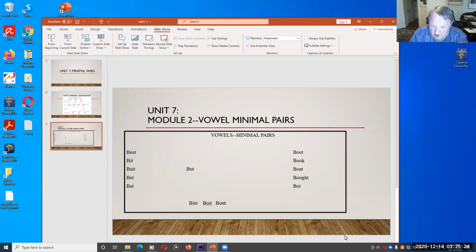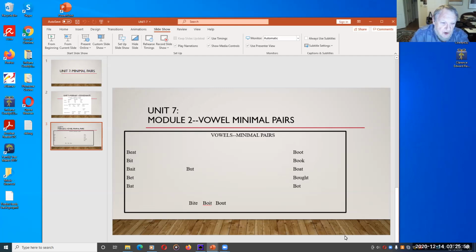So let's do the short vowels now. Short, bit, bet, bat, butt, book, bought. And if you think about it, these are the 14 vowels of English, so that we have quite a few vowels. And these minimal pairs show you that they really do make a difference in a word. They really are fundamental sounds in English.